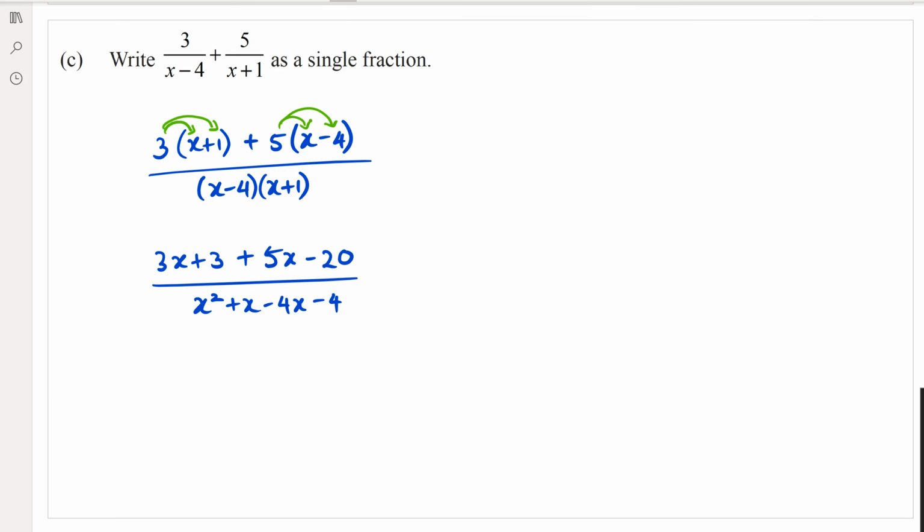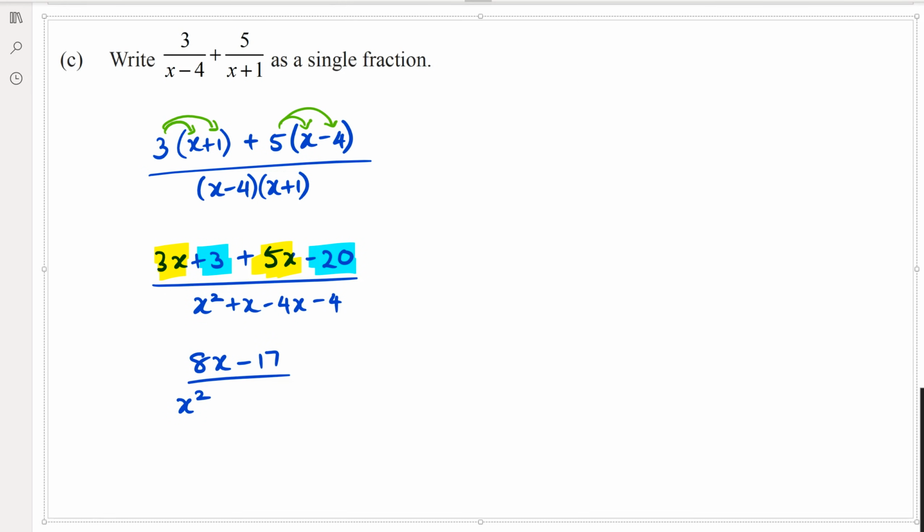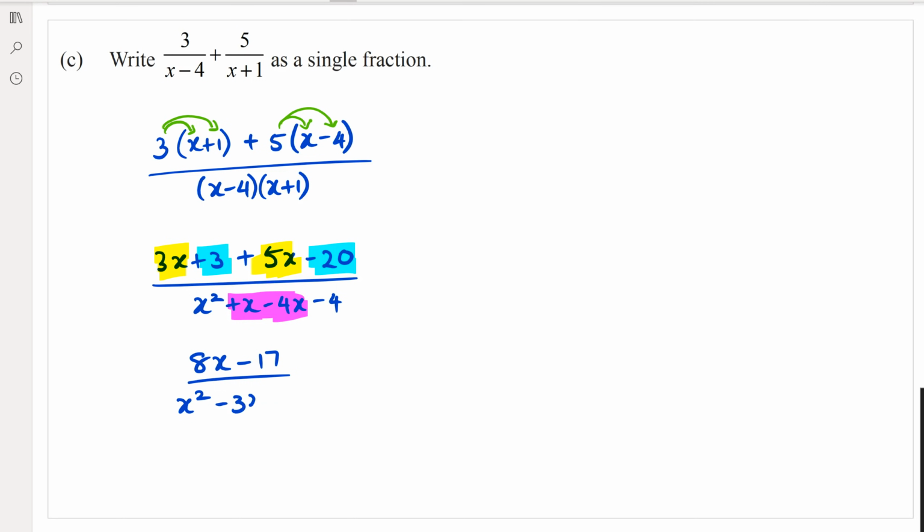Simplifying this, I collect my like terms. 3x and 5x equals 8x. Then I've got my numbers, plus 3 and minus 20, which equals minus 17. As for the denominator, I've got x squared, and of course I've got to remember the x and minus 4x, which equals minus 3x, minus 4.